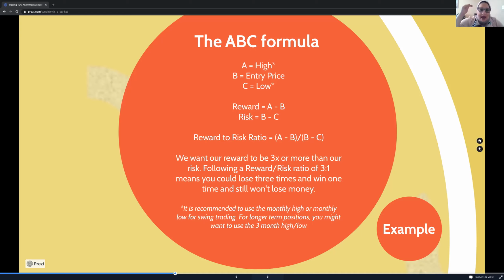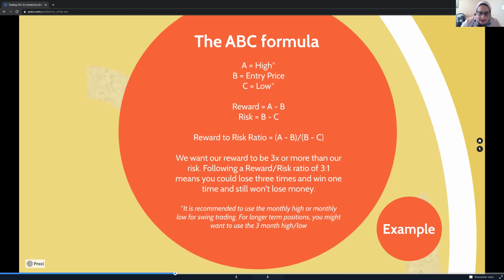We want to find the high point of the month. What is the highest that Square reached for that month? That is going to be A. Now we're going to determine the lowest of the month. That is going to be C. I skipped one: what it is either right now, or the entry price, is going to be B. But for the purpose of the calculator, we're going to use what it is right now. So A, B, C: the high of the month, where it is right now, and the low of the month. These are the 3 factors that we're going to use when calculating reward to risk.